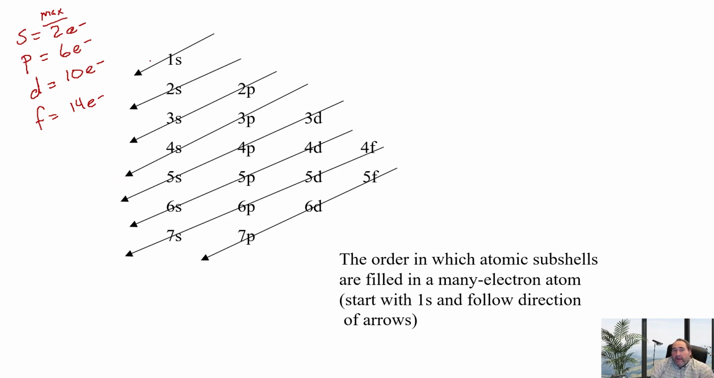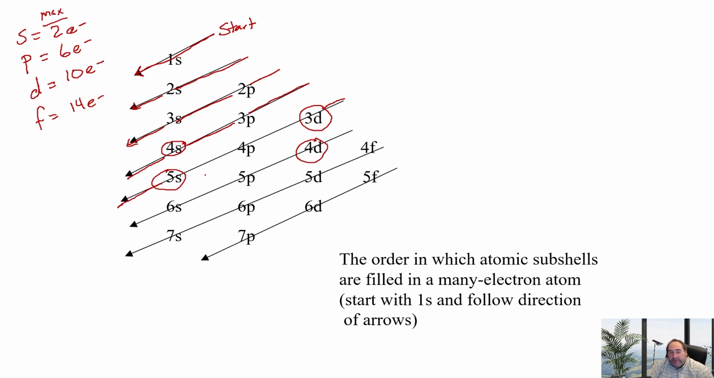We always start up here. So whenever you're writing it, you always start there. And basically we follow the arrow. When we get to the end, we come back. And we get to the end, we come back. And if you follow this order, as you can see, you get to the 3p and there is the 4s, right? And then we come back to the 3d and again down to the 5s and back to the 4d.